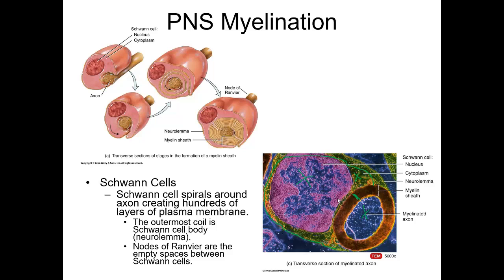Now, the way the Schwann cell lays down this myelin is that it creates spirals. You can see here in this illustration how it's laying down the myelin sheath in a spiral fashion. So this is how it lays down the myelin sheath.